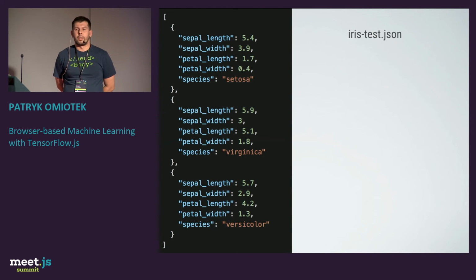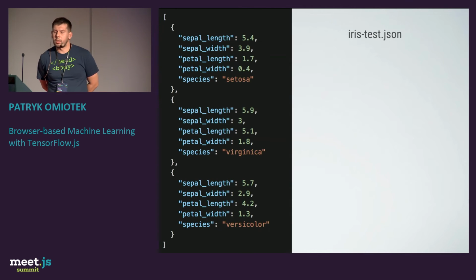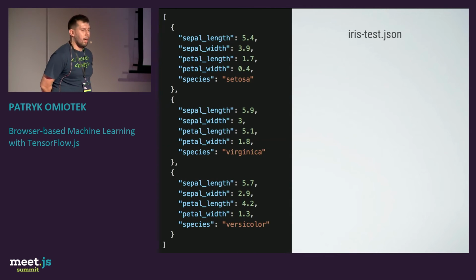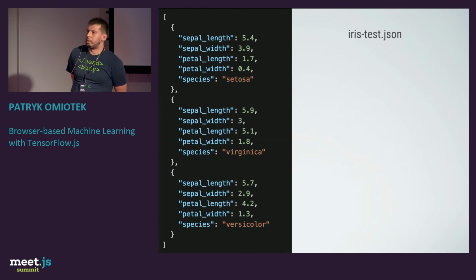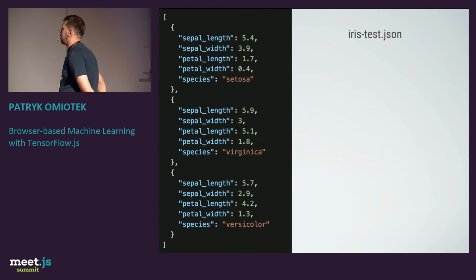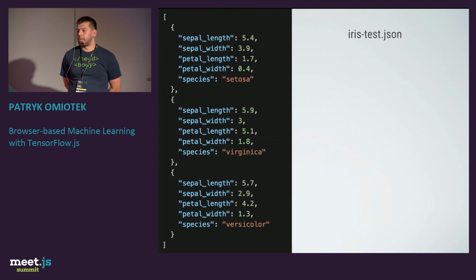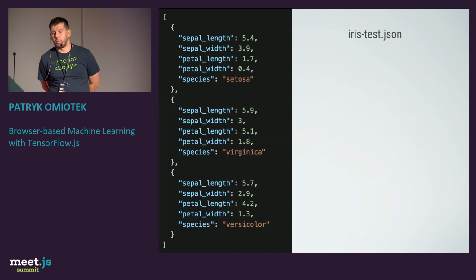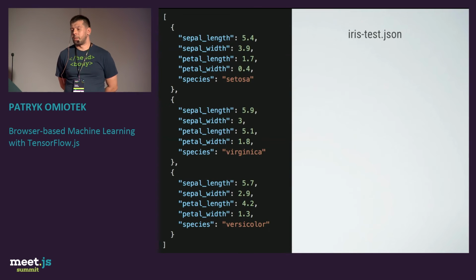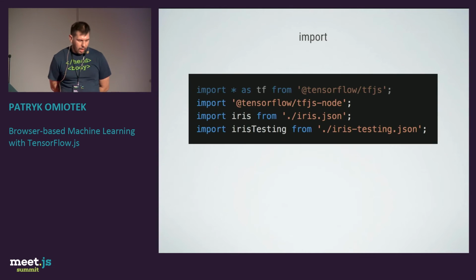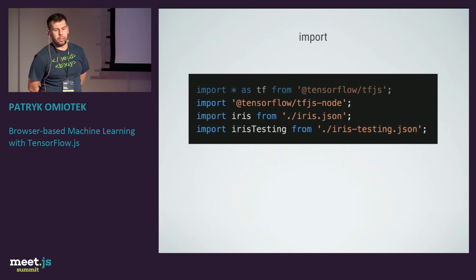One of the most popular examples for beginners in machine learning is the MNIST dataset and the iris dataset. In iris, we have three kinds of flowers, and each flower has its own features like sepal length, sepal width, petal length, and petal width, and we have three species: setosa, virginica, versicolor. As JavaScript developers, we can, of course, use a JSON format file. To start with this example, we need to make some imports.